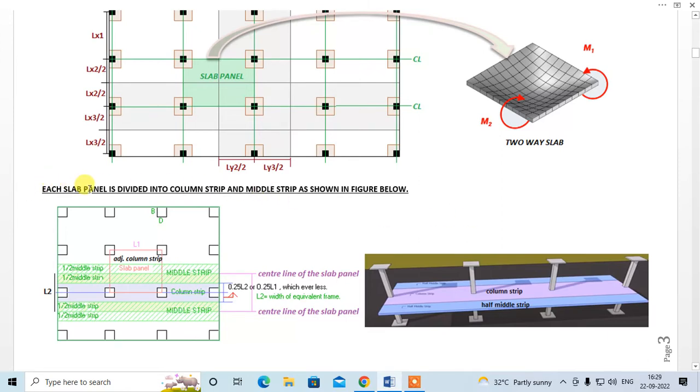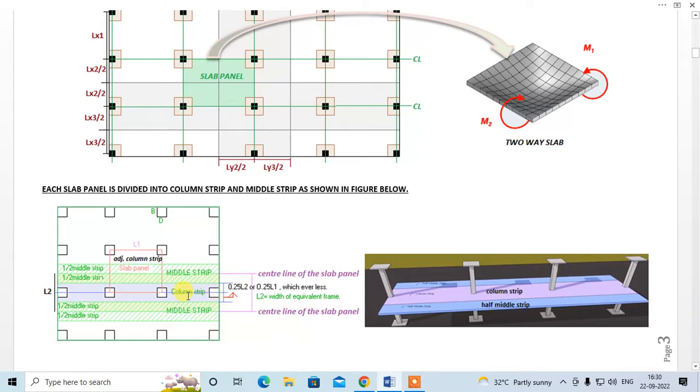Each slab panel is divided into column strip and middle strip as shown in the figure below. So over here, this is a line passing through the center of the slab panel. This is another line passing through the center of this slab panel. And this forms an equivalent frame. This is also known as slab beam member. And this is the width of the slab member, that is L2. So this is the slab beam member, which is shown over here.